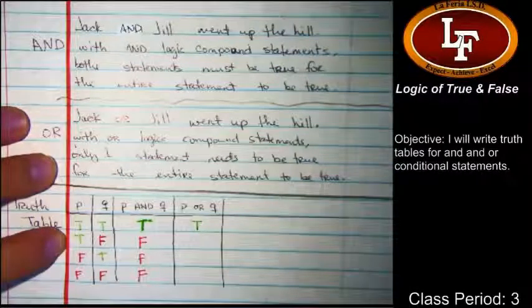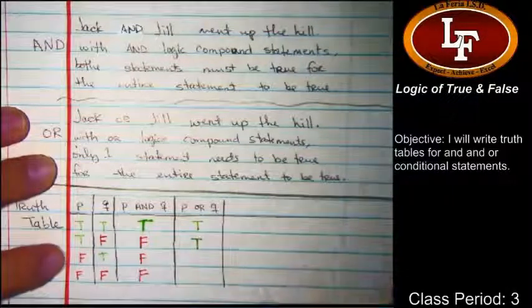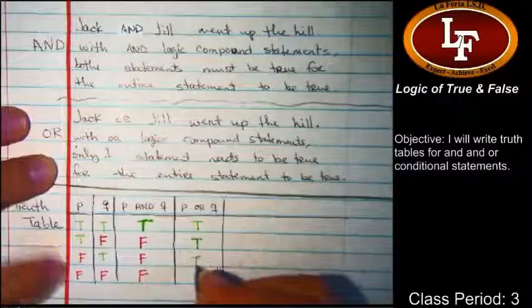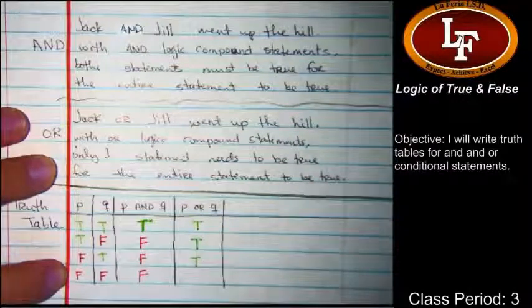How many do you need for it to be true? Just one. So then it's true. Lovely. Thank you. P is false, Q is true. P or Q is true. P is false, Q is false. P or Q is false.